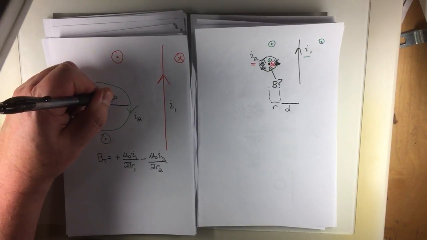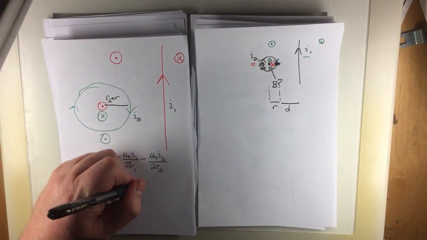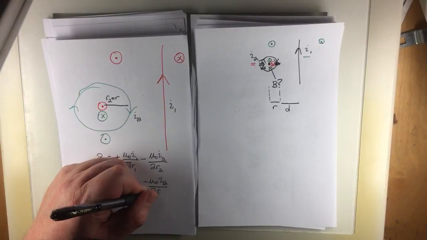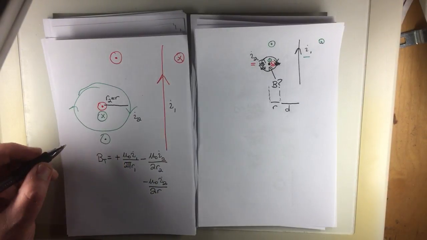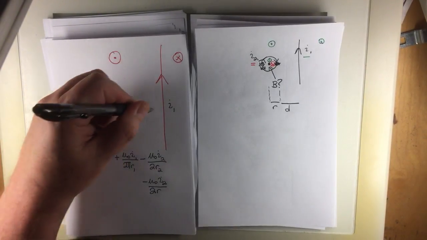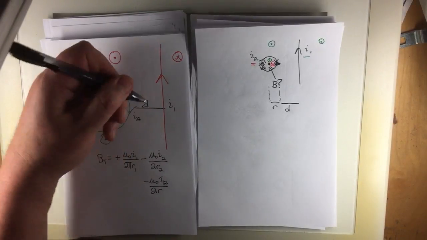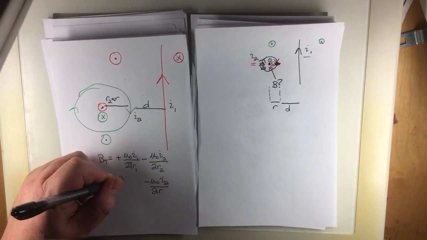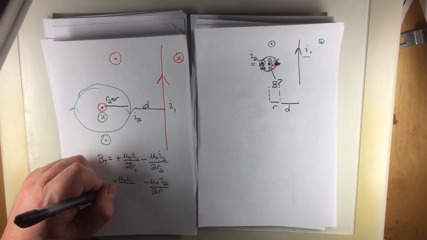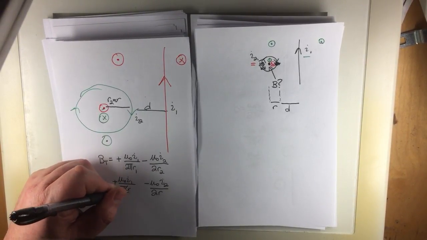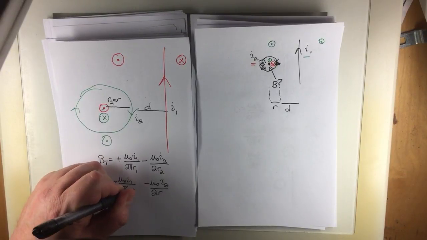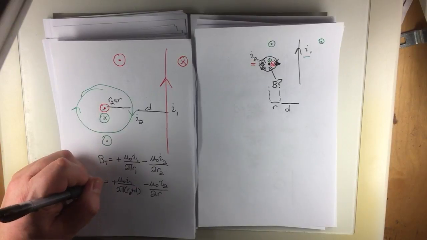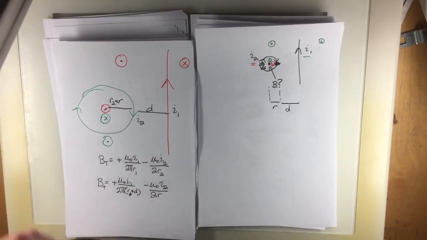Now in this particular case, R2 is equal to R, the radius of the circle. So this is mu naught I2 over 2R. But the distance from the center of the circle to the line is D plus R. So this is positive mu naught I1 over 2 pi times R plus D. And that is the total magnetic field.